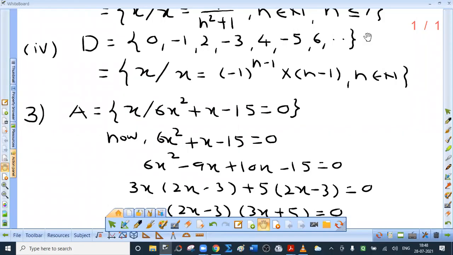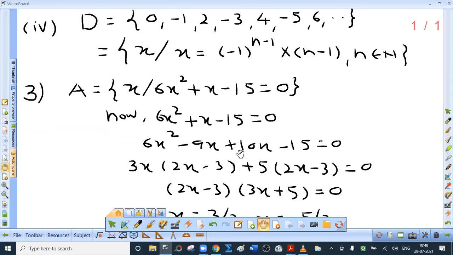Question 3. If A is the set of all x such that 6x square plus x minus 15 equal to 0, B is the set of all x such that 2x square minus 5x minus 3 equal to 0, C is the set of all x such that 2x square minus x minus 3 equal to 0, then find A union B union C and A intersection B intersection C. Basically, we have to solve quadratic equations. Now, 6x square plus x minus 15 equal to 0.